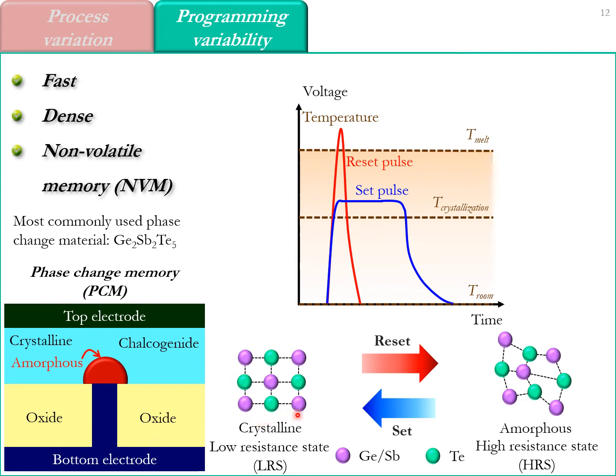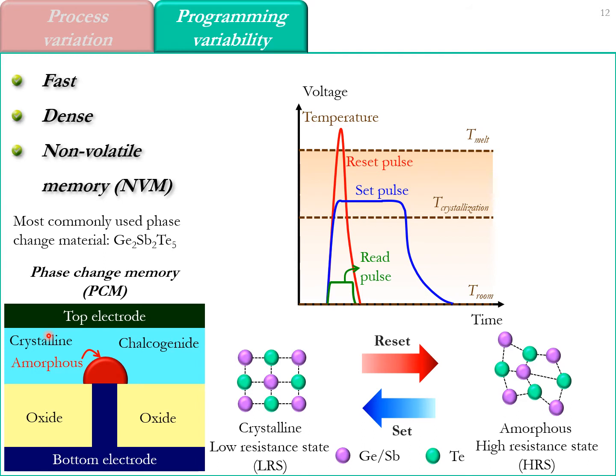So this process is also known as the crystallization process. To read the cell resistance at any state at a certain time, we need to apply a non-destructive low voltage read pulse or a DC sweep. Now, the programming variability may result in a slightly different program resistance level than the targeted one.